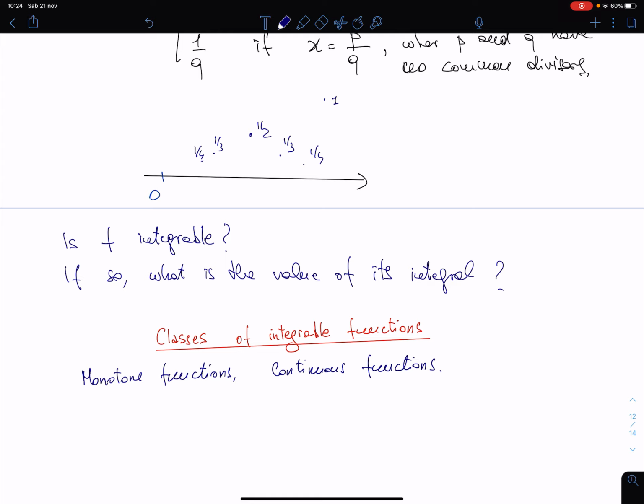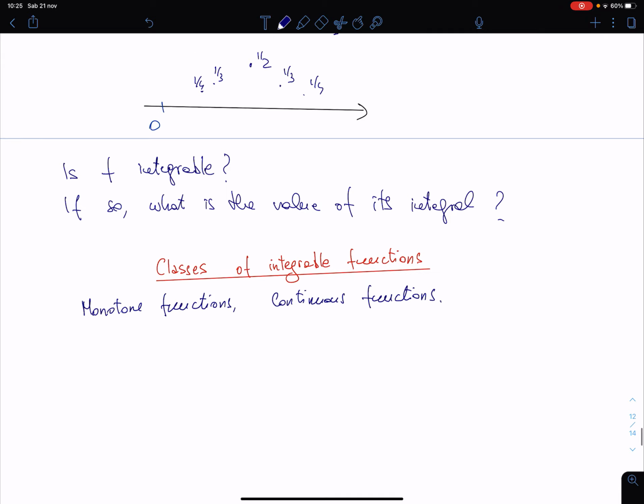But of course, this does not mean that an integrable function is always either monotone or continuous or both. There are many other functions that are integrable. If you study the integrability of the Riemann function, then you will perceive that the class of integrable functions is really wide. And also very irregular functions can be integrated. Not so irregular like Dirichlet, but very irregular functions can be integrated. But I will specialize to these two classes of functions, okay?